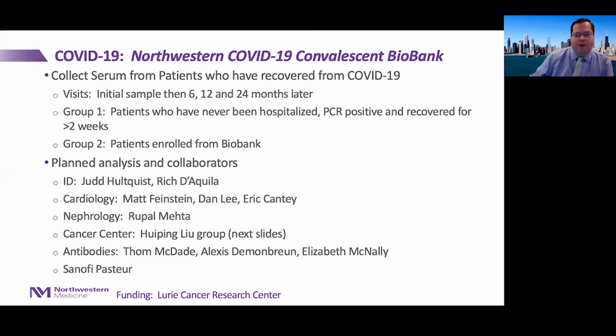So in this biobank, we're collecting samples from patients that have recovered from COVID-19. These include 3 groups of patients that we've identified. 1, those who were never hospitalized at Northwestern. 2, patients that are part of our prospective study in the hospitalized setting that are discharged and coming back in. And 3, working with the group with Beth McNally, those from the community that are getting tested that have high titers. There are other groups that have reached out to us that we are hoping to get engaged.